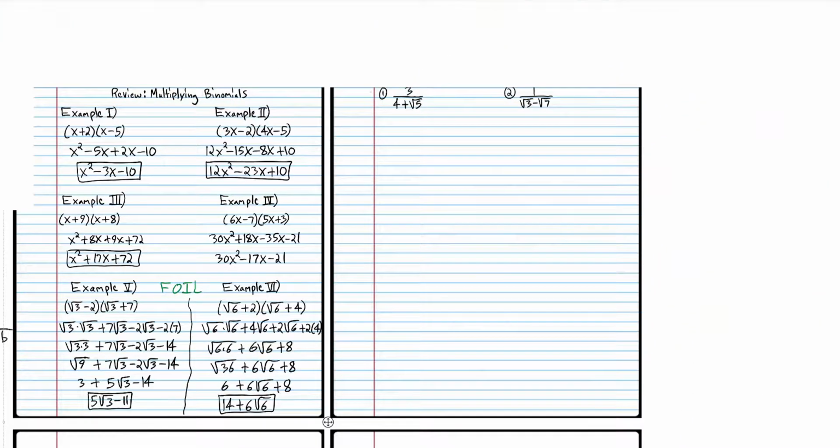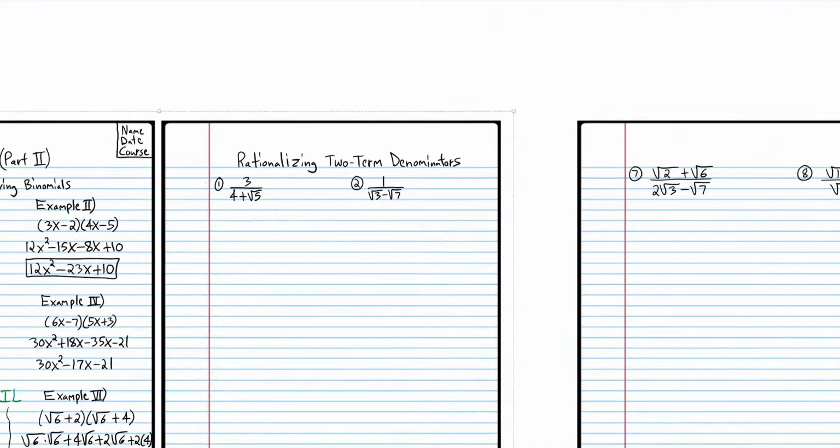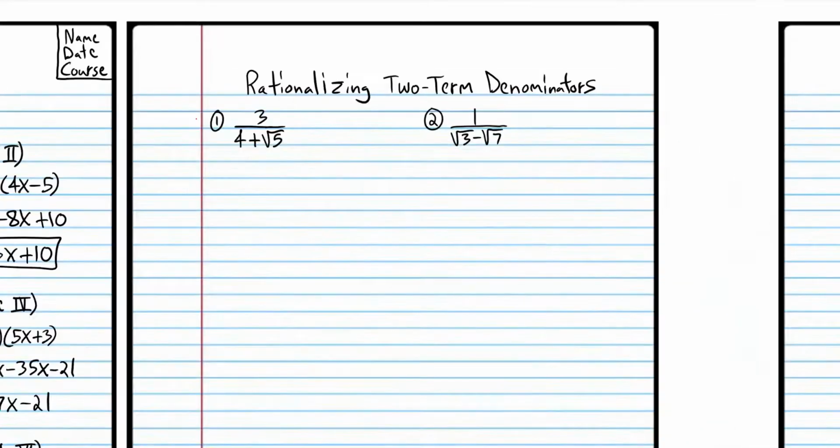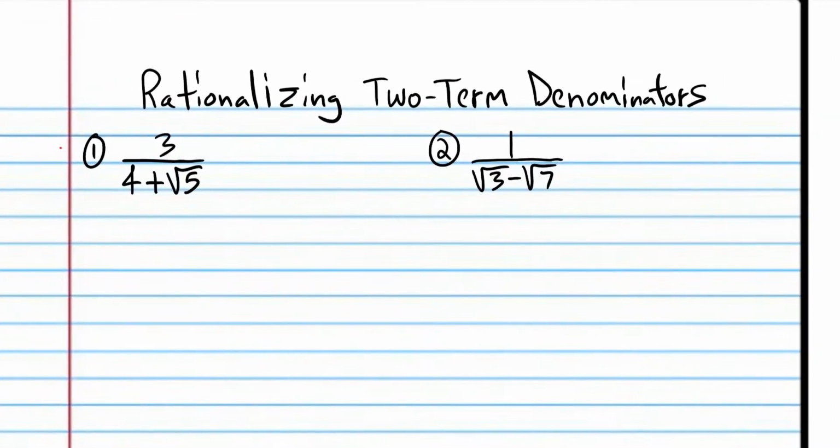So now we're ready to go on to the actual point of this. We're going to rationalize two-term denominators. So we have two terms in the denominator, and one of them is a root. We don't like that. We don't like that root there, because that root is going to be a number that is just going to go on and on and on in the denominator.